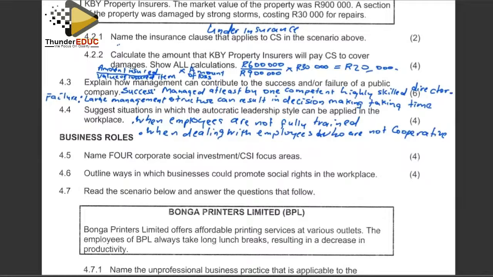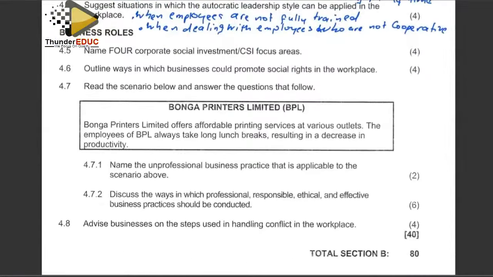Okay, right. So now let's move on to the next question, which is in line with our business roles. It reads as follows: Name two corporate social investment focus areas. Corporate social investment focus areas include community, employees, environment, rural development, and the likes.